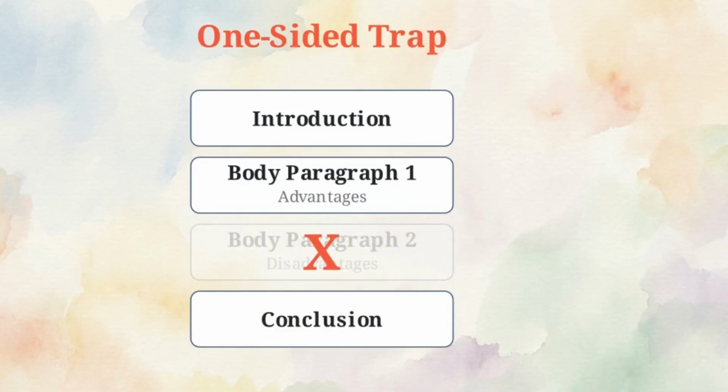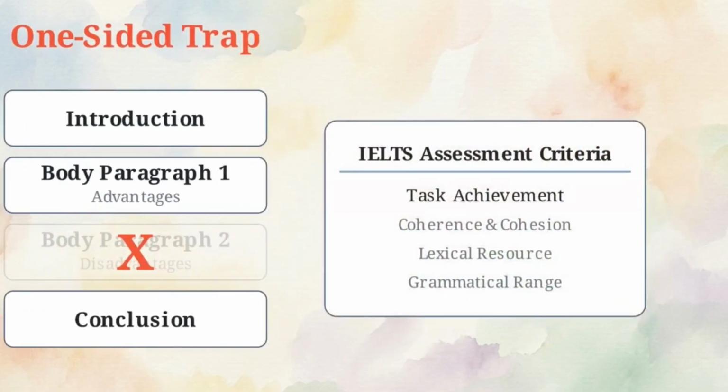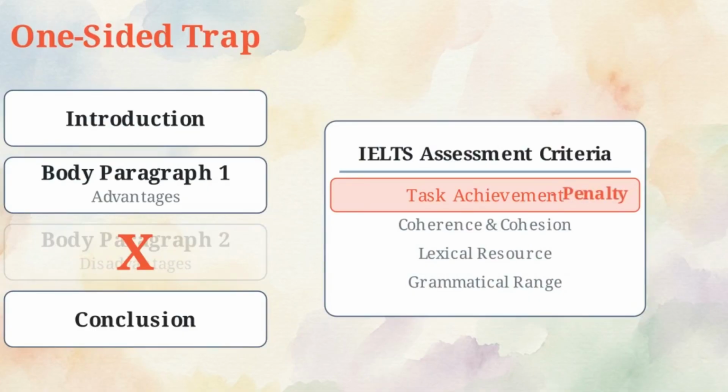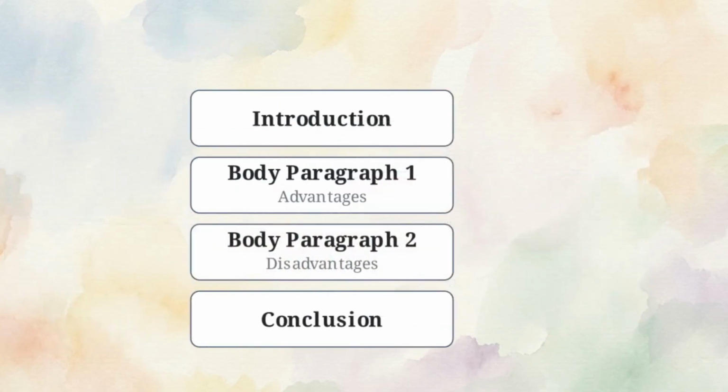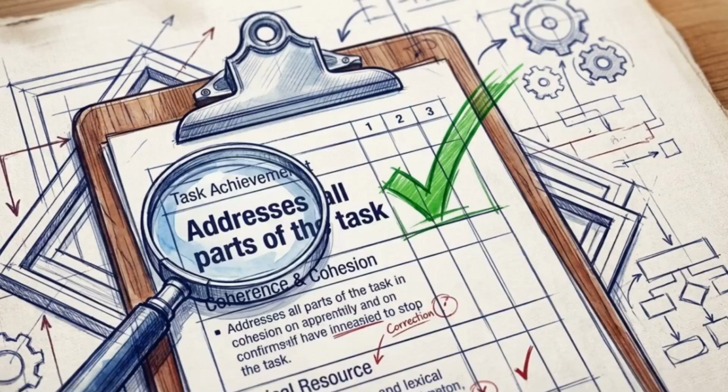You must avoid the one-sided trap. Even if you believe moving abroad is entirely beneficial, writing only about the advantages is a critical error. Missing the disadvantages means you fail to address the prompt fully, leading to a significant score penalty. Task achievement on the IELTS relies on fulfilling the specific structural expectations of the examiner.